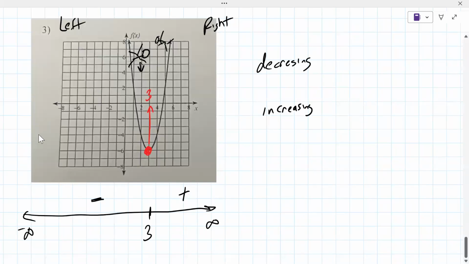So this number line really helps because it just tells you the intervals. What's the interval for decreasing? That's the negative one. Negative infinity to 3. Yeah, it's got to be left to right. And an increasing one: 3 to infinity.